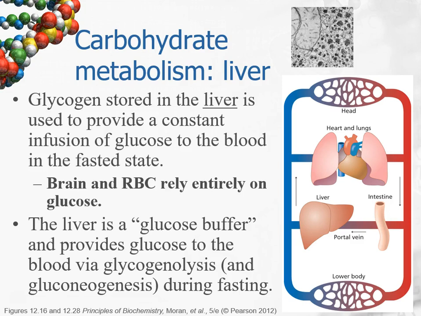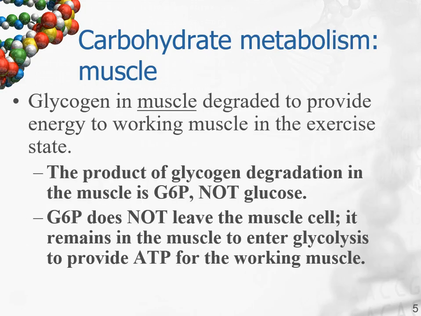So we want to talk about glycogen breakdown in the liver. We also have glycogen in the muscle, but here the role of the glycogen is different. Structurally, it's exactly the same, but the role is different. The glycogen in muscle is degraded to provide energy to the working muscle. It doesn't go all the way to glucose, it just goes to glucose 6-phosphate. And then glucose 6-phosphate does not leave the muscle cell. It remains in the muscle to enter glycolysis to provide ATP for the working muscle. So in the liver, the final breakdown product is glucose, but in the muscle, the final breakdown product is glucose 6-phosphate.